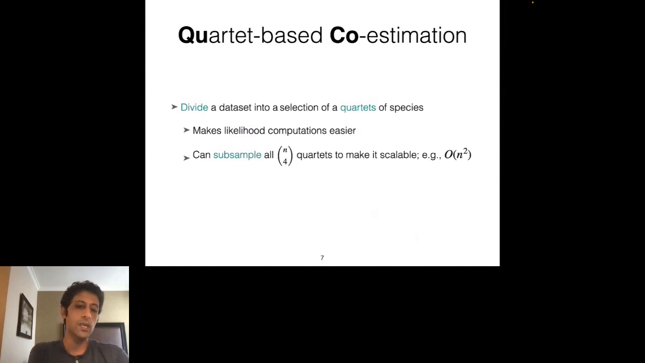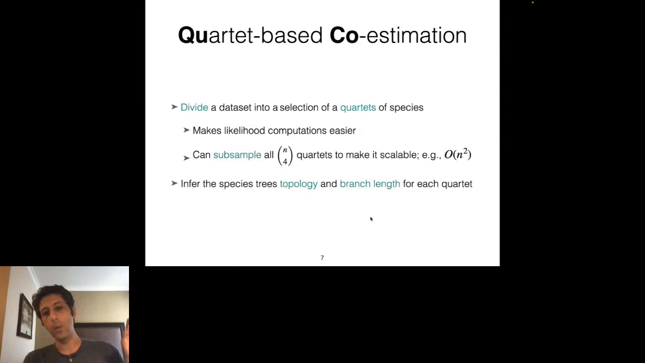So what we do is, first of all, we work on quartets. If you have n species, you can take all the n choose 4 quartets if n is small enough, or you can select a subset of quartets. There are various ways to select subsets of quartets so that with a much smaller number of quartets, you can still reconstruct the species tree. Either way, you select enough quartets to be able to reconstruct the tree. For each quartet, we are going to infer a species tree with its branch length. And then at the end, you can, of course, combine these quartets. So that's the general idea.